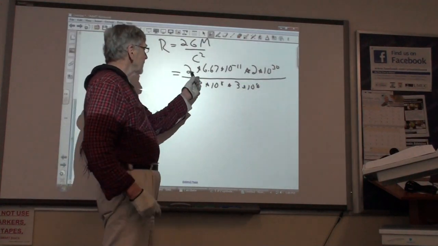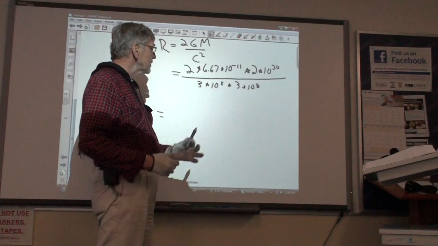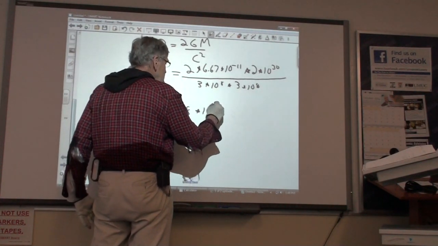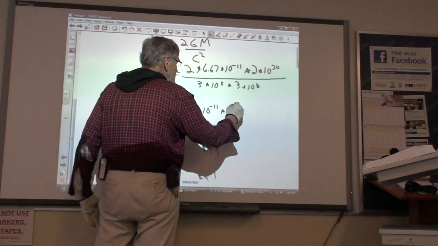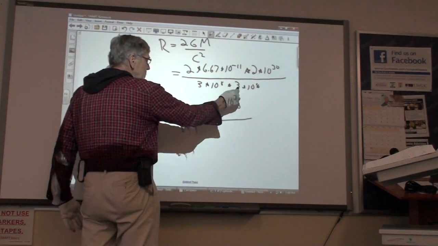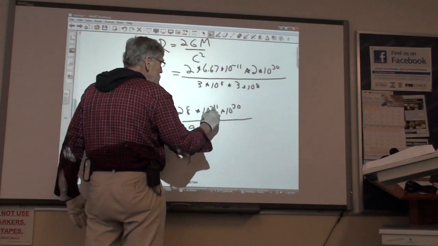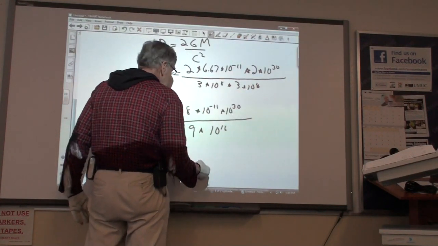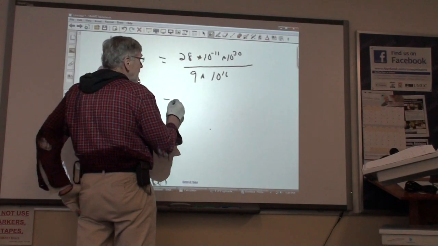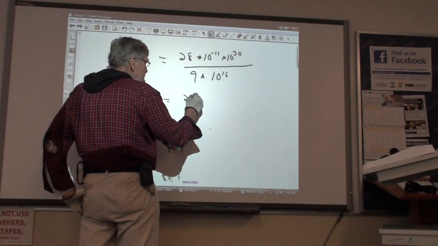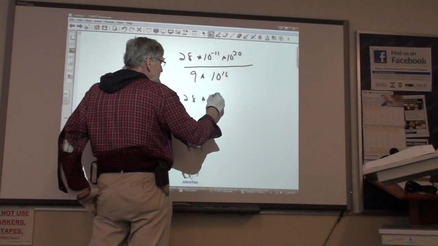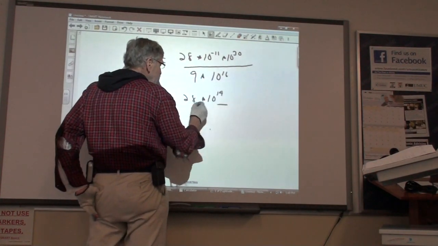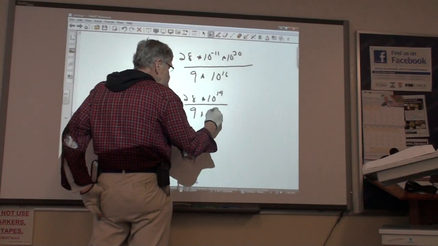At the top we have 2 times 2, which is 4, times 6.67, which is about 28, times 10 to the minus 11, times 10 to the 30th. On the bottom we have 3 times 3, which is 9, times 10 to the 8th, times 10 to the 8th, which is 10 to the 16th. So we have 28 times 10 to the plus 30 minus 11, which is plus 19, over 9 times 10 to the 16th.